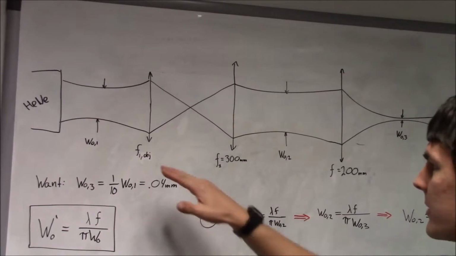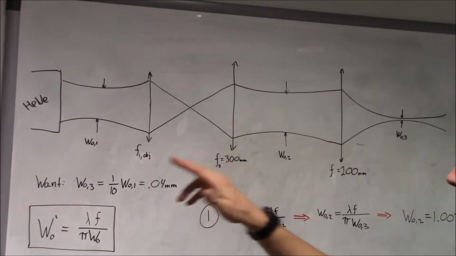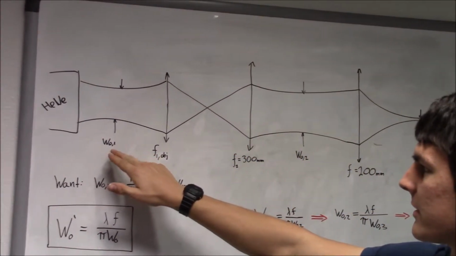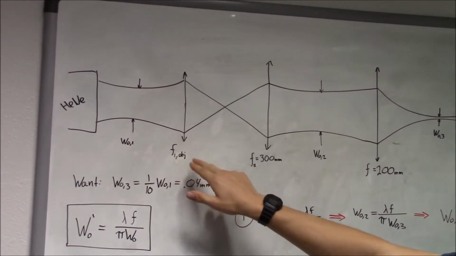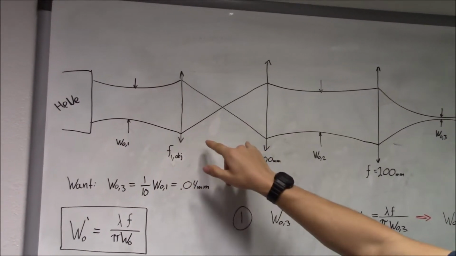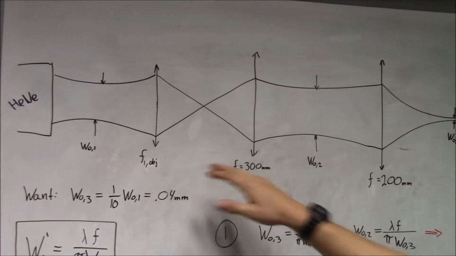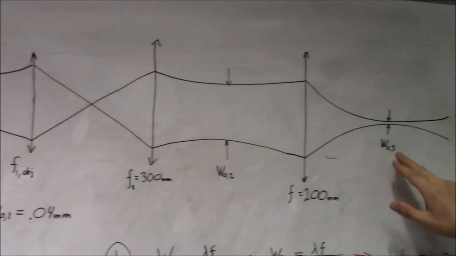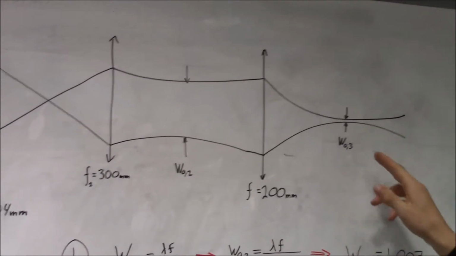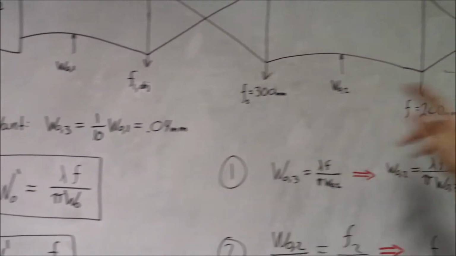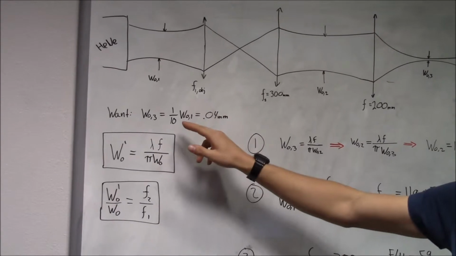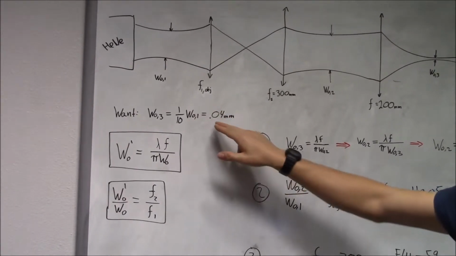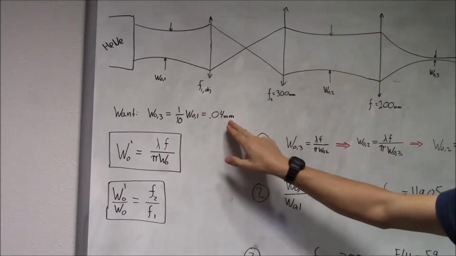So here we explain our capillarian beam expander. Here's the initial waist from the Uni laser, our two lenses that make up our capillarian imaging system, our waist after the beam expander, and our waist after it's focused down again. So what we want is waist 3 to be 1/10 the original waist. So that'll be 0.04 millimeters.